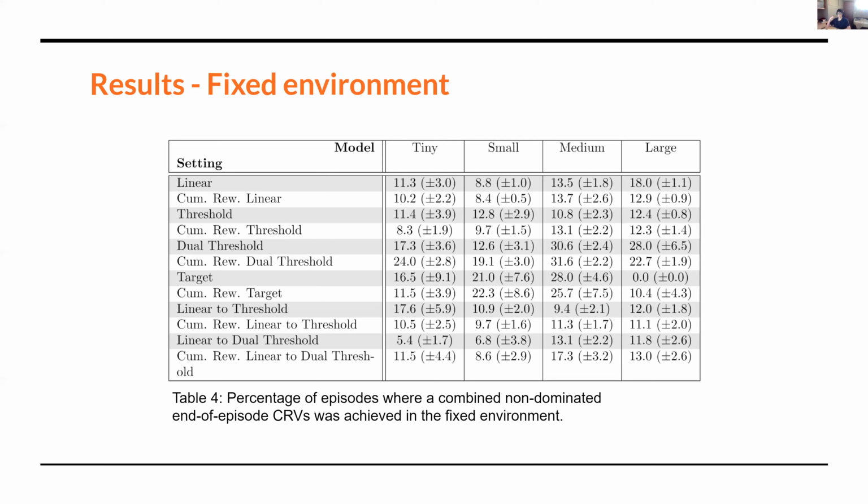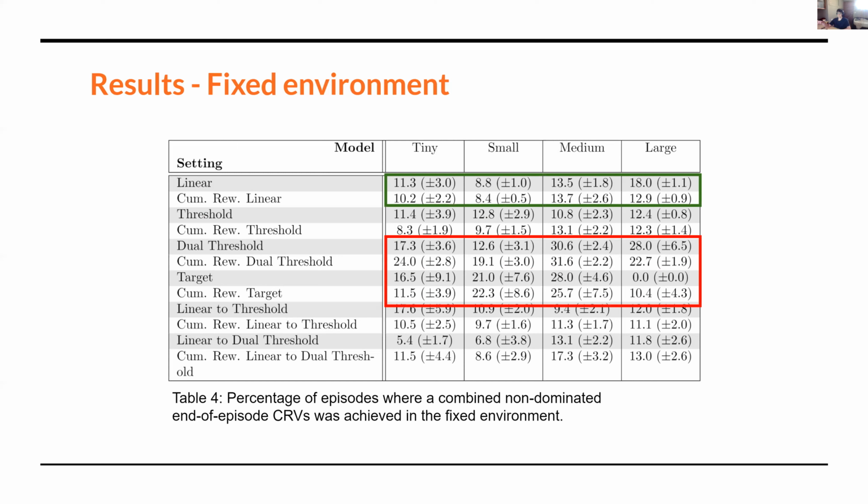And here we're looking at how many times these agents manage to reach these, because okay, it's good that dual threshold agents manage to find a lot of non-dominated reward vectors, but how often are they using these? How often are they using the good ones? And what we can see here is that in general, they are outperforming linear agents.